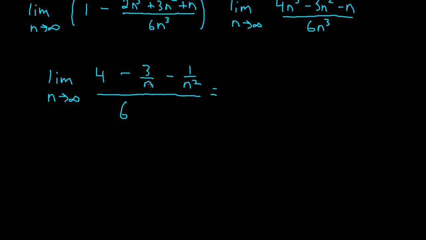Let n get really, really big. What would this limit be? The limit of 4 as n goes to infinity is just 4. The limit of this as n goes to infinity is, I guess that wouldn't be plus, it would be minus 0. The last one would be minus 0. And downstairs I get 6, for an overall area of 2/3.